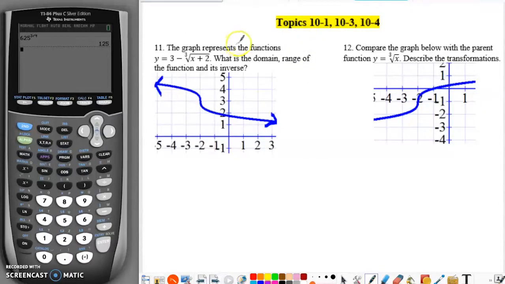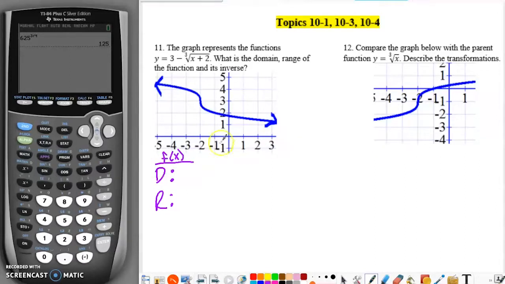Looking at 11, it says the graph represents 3 minus the cube root of x plus 2. So that's what this graph is right here. You don't have to type it in the calculator. We already gave it to you. And it's asking, what is the domain and range of this function and its inverse? Before we stress about the inverse, let's look at the domain and range of, we'll call this f of x, our original function f of x.